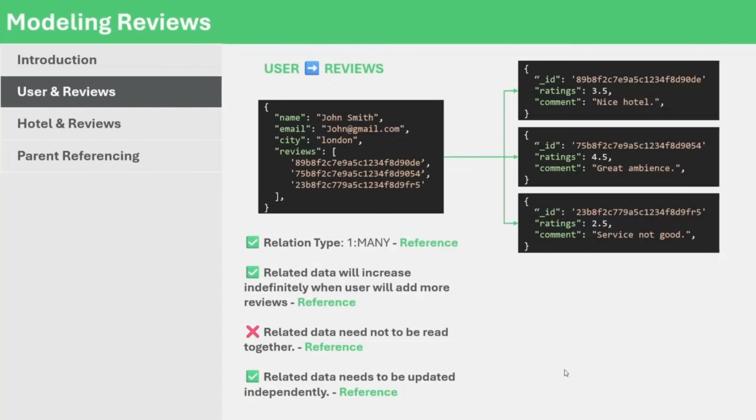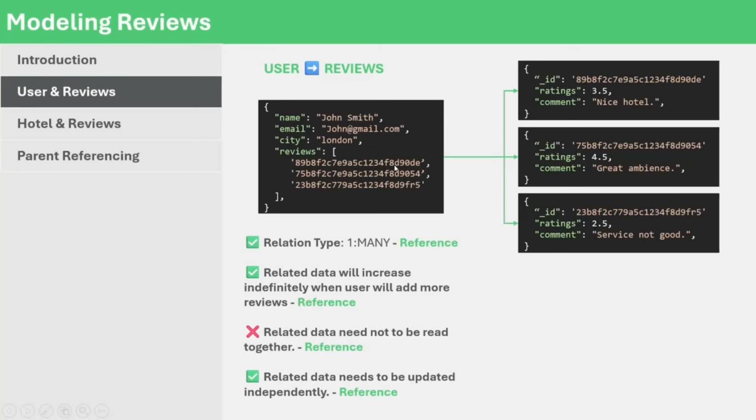So as I said, one user can make multiple reviews about different hotels. So between user and reviews, we have a one-to-many relationship. And when we have a one-to-many relationship, we have learned that we can go with the reference approach. Also, the related data, in this case the reviews data, can increase over time. So in future, a user can make more reviews. So this reviews array, if we store the review document directly inside this reviews array, in future this array can grow indefinitely. So here, the embedded document approach will not fit.